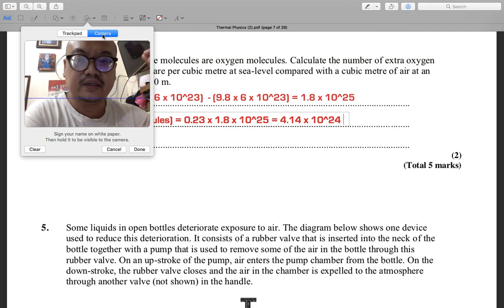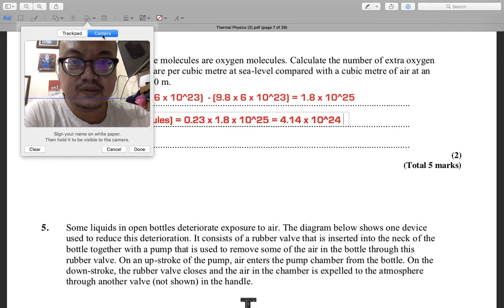Okay, I think that is enough for this session of explanation about how to solve some questions in thermal physics.